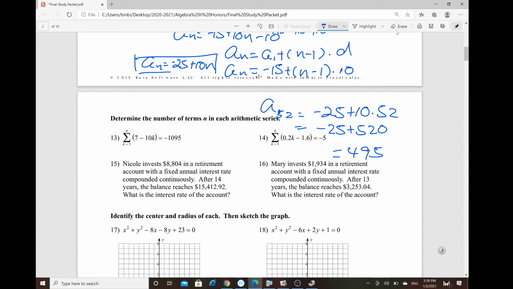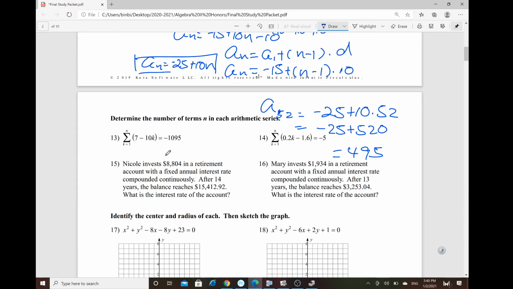Again, I'm not going to show you the whole thing. I just want to show you the way to get started with the problem, and also give you a reminder about the formula that you need to know. Okay, so number 15. Nicole invests $8,804 in a retirement account with a fixed annual interest rate, compounded continuously. After 14 years, the balance reaches $15,412.